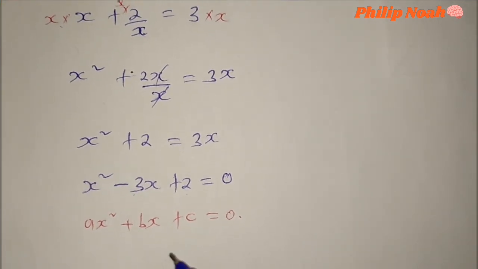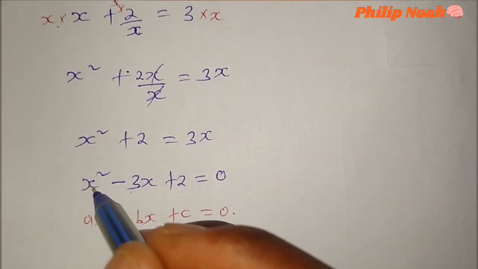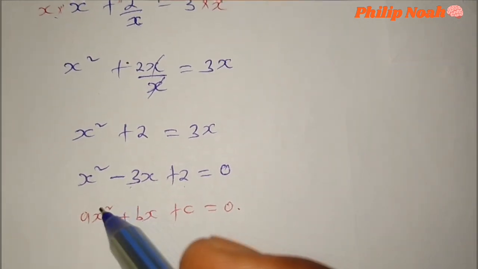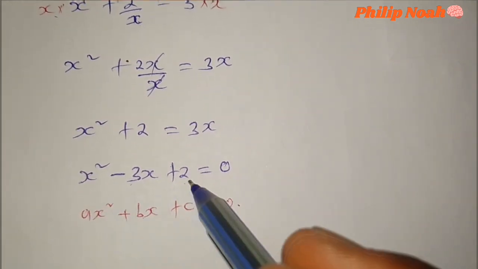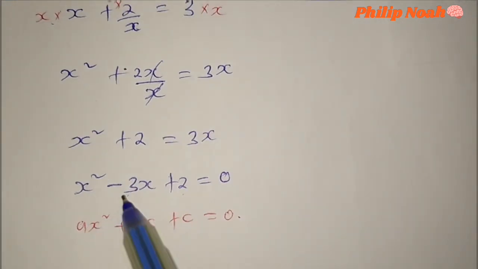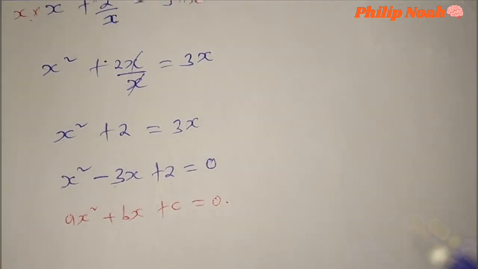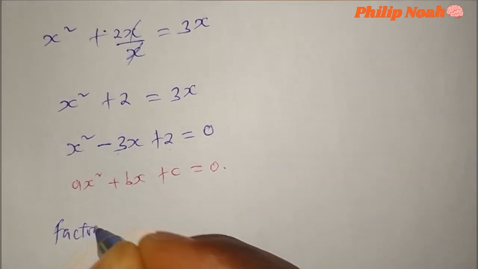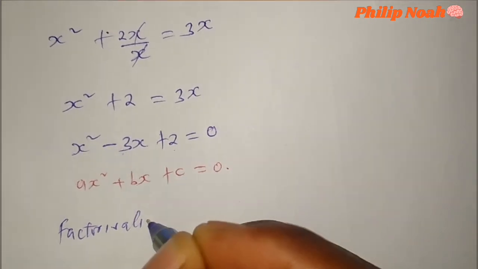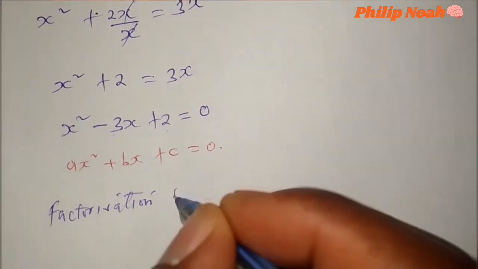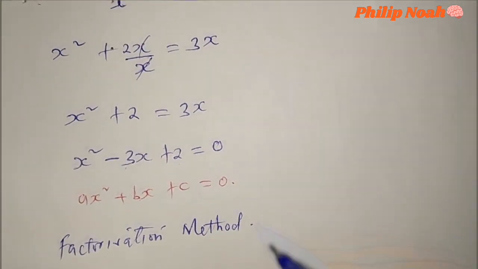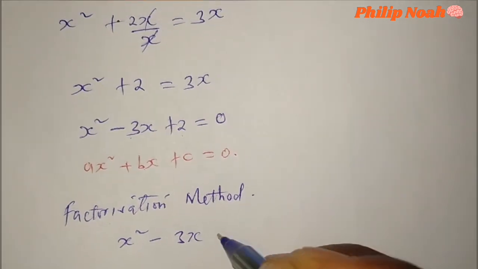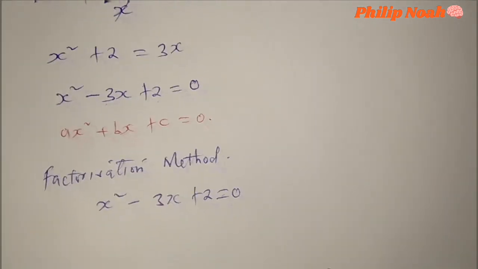So you can use either factorization method to determine the value of x. You can use quadratic formula. You can use completing square method to get the value of x. So let's use a factorization method. Using factorization method, so we have x squared minus 3x plus 2 is equals to 0.